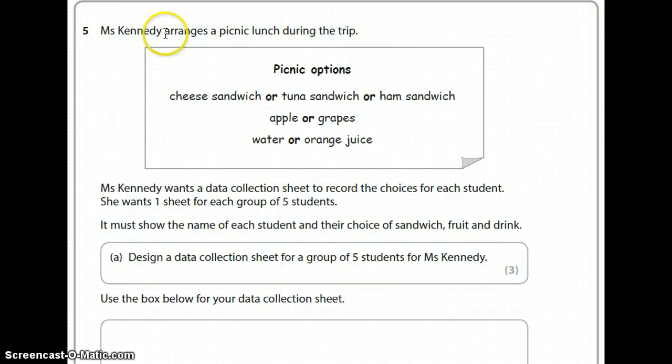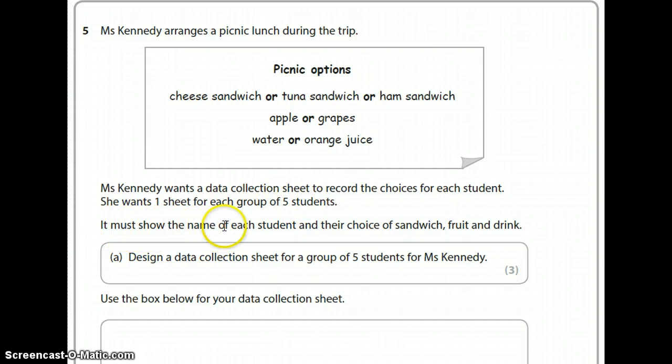Number 5. Miss Kennedy arranges a picnic lunch during the trip. Picnic options: cheese sandwich or tuna sandwich or ham sandwich, apple or grapes, water or orange juice. Miss Kennedy wants a data collection sheet to record the choices for each student. She wants that many sheets for each group of that many students.